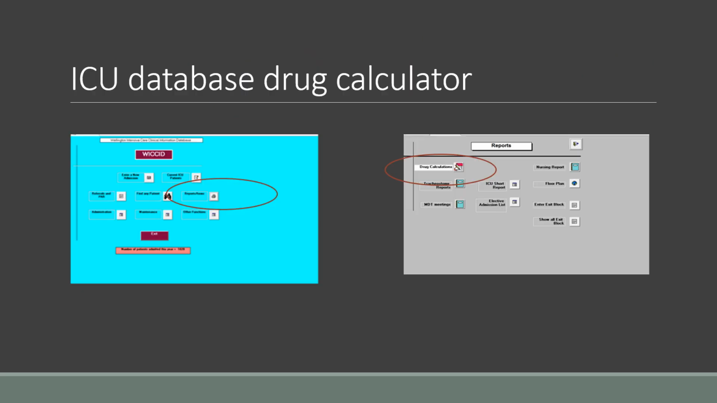So on your orientation day, you will have gone through the ICU database and, in particular, nursing discharge. This just shows you where you get those drug calculation breakdowns from. So you go into reports and forms, then you go into drug calcs, and there you go, it's all there ready for you.